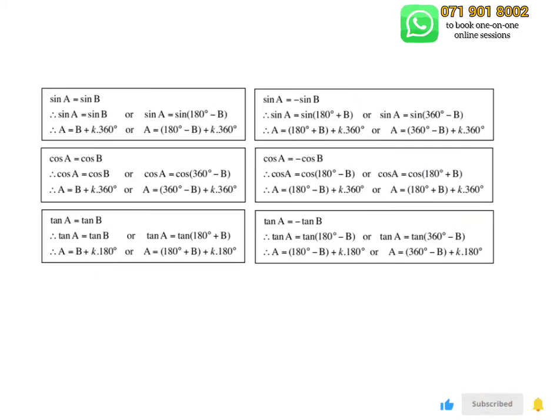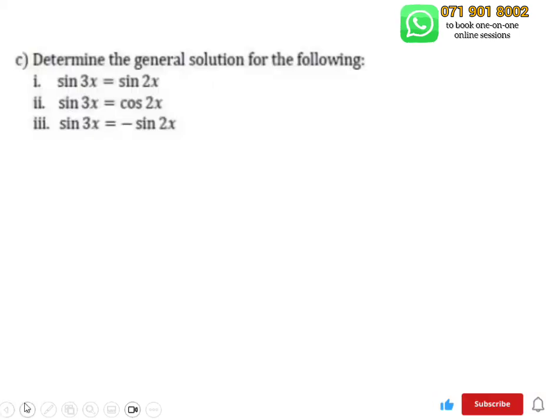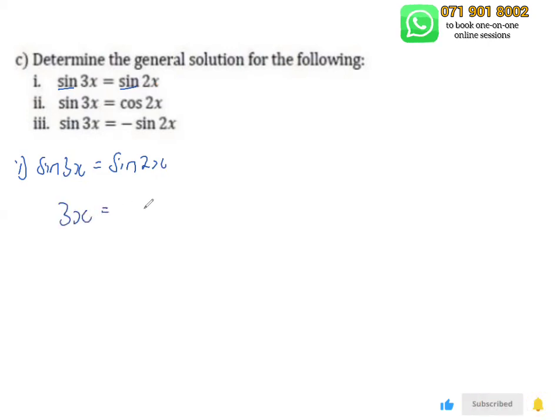Okay, so let's get down to a question here and see how we can apply this. We have a question here that says determine the general solution for the following. We have sine 3x is equal to sine 2x, right? In this case, we can see that we have the same trig ratios on the left-hand side and also on the right-hand side. So that means this calls for us to just drop the angles right there. And then immediately you term this your reference angle, right? So note that. All you have to do is just drop this, 3x is equal to 2x, and then you term this your reference angle.